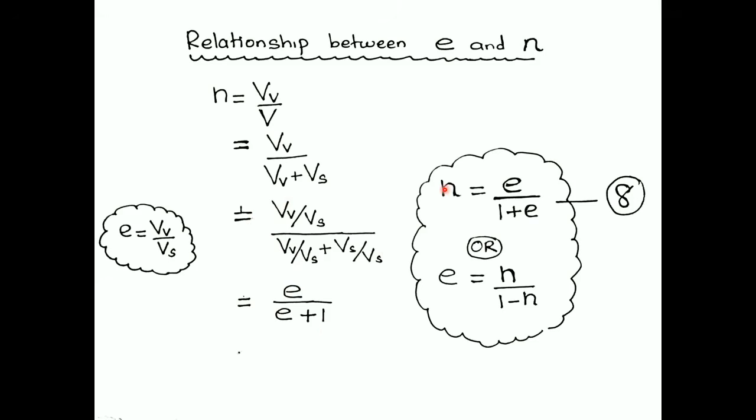That is, porosity is equal to void ratio over 1 plus void ratio. Equation number 8. Or if you solve for e, then by simple maths, void ratio is equal to porosity over 1 minus porosity. e is equal to n over 1 minus n.